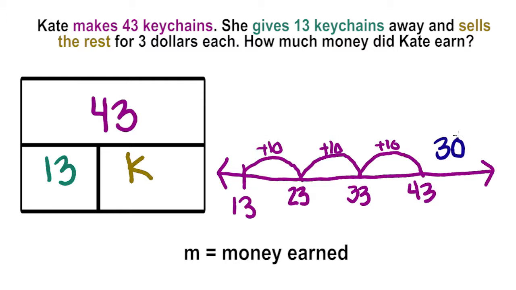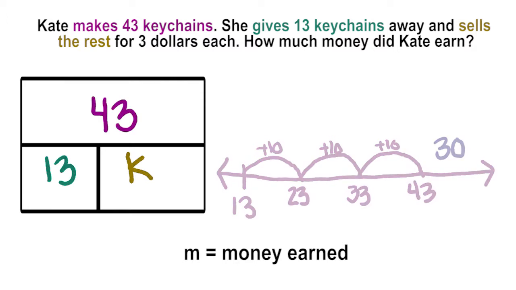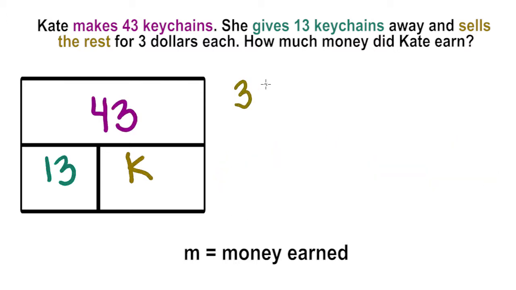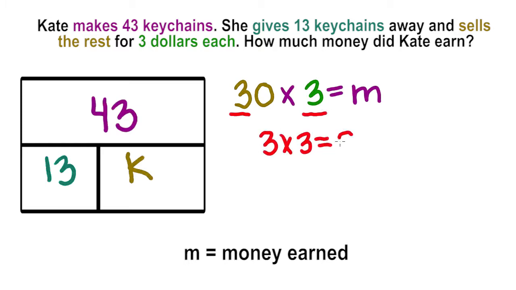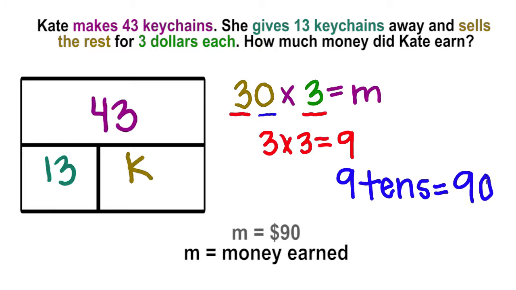I know that each keychain was sold for $3. I then can multiply 30 by $3 to find M, which is how much money Kate made from selling the keychains. I can multiply by tens using mental math. First, I multiply 3 times 3 to total 9, and then I take my knowledge to know that Kate earned 9 tens, which is $90.